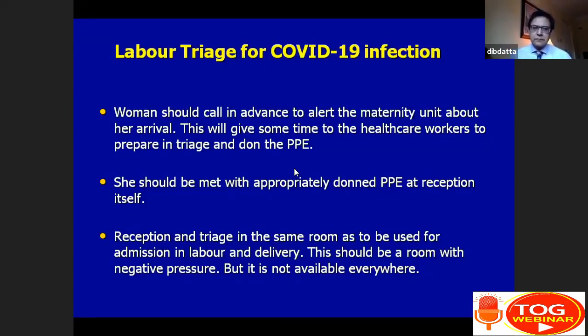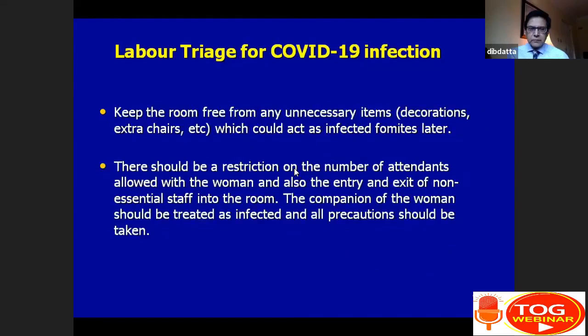The reception and triage is in the same room as to be used for admission in labor, and this should be a room with a negative pressure, but it is not available in most of the communities. You should also keep the room free from unnecessary items like decoration, extra chairs, etc., because this could act as infected fomites later on. There should be a restriction on the number of attendees allowed with the woman. You should have only one birthing companion, and the companion should be treated as if she is infected, and all precautions should be taken for the same.